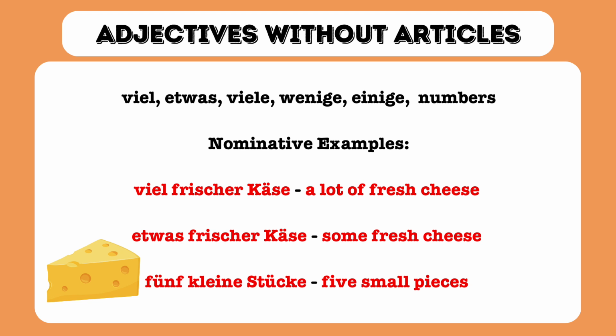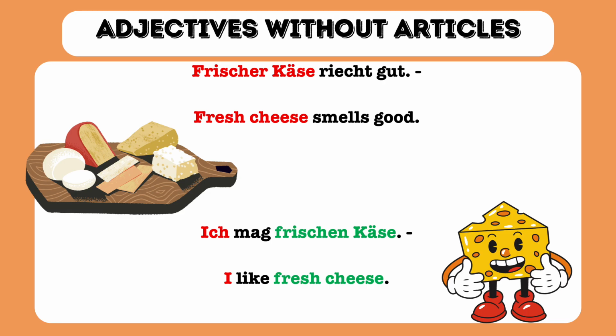5 kleine Stücke, 5 small pieces. Here are some more examples, but now in sentences. Frischer Käse riecht gut. Fresh cheese smells good.